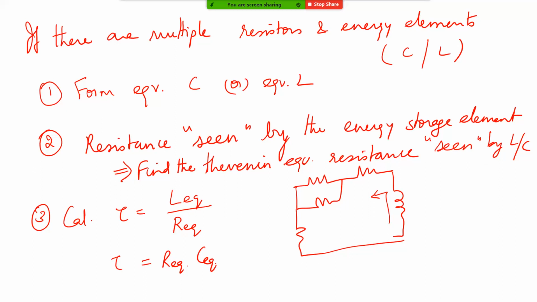Yeah, we will work out some problems, you'll get it clear. Let's say you have 2-3 inductors in the circuit. You can combine those inductors to get an equivalent inductance. We'll work out problems, then these doubts will get cleared.